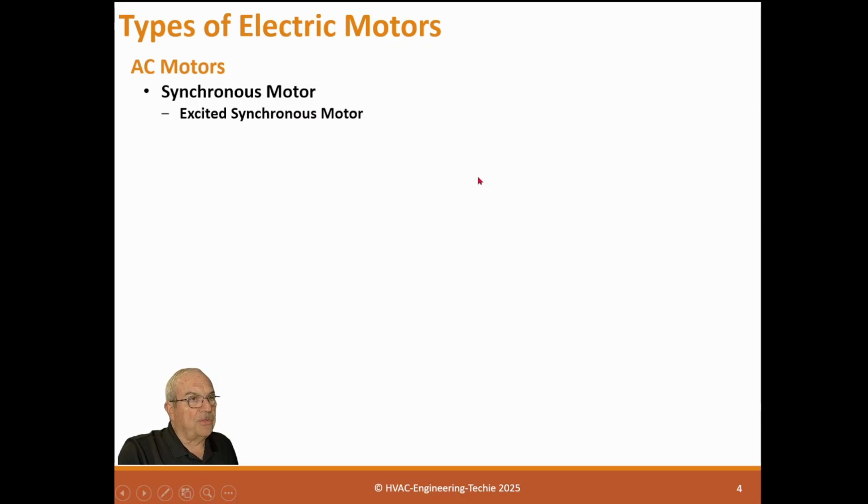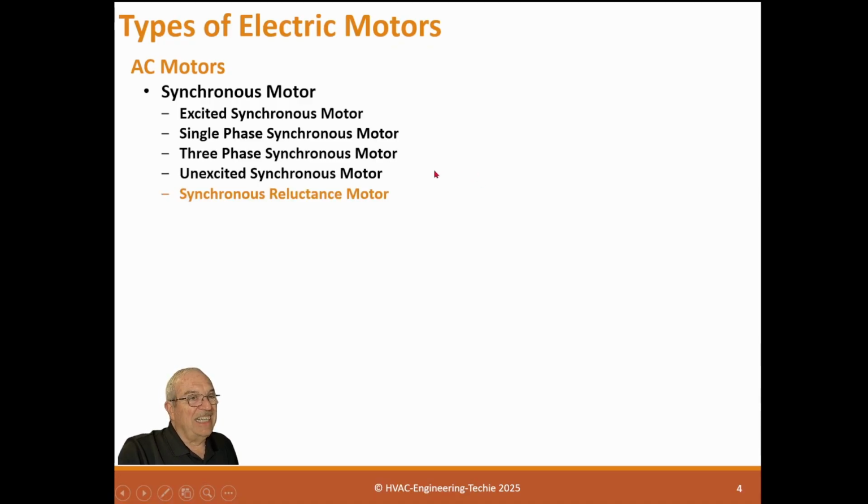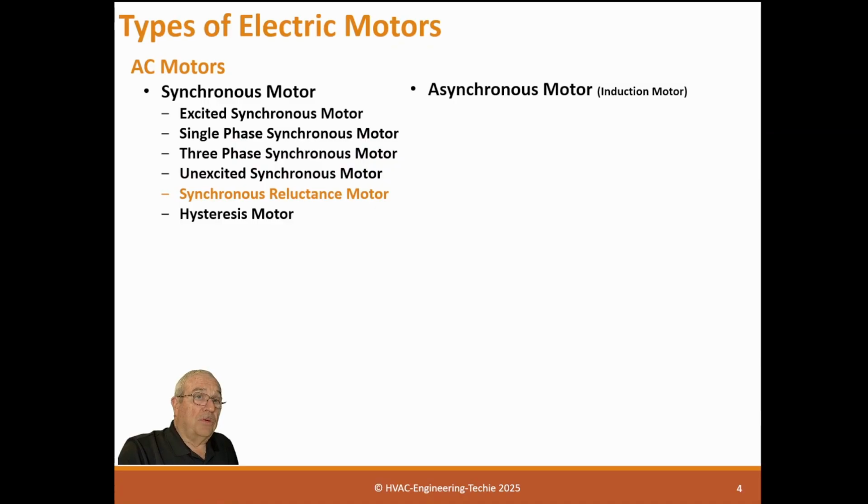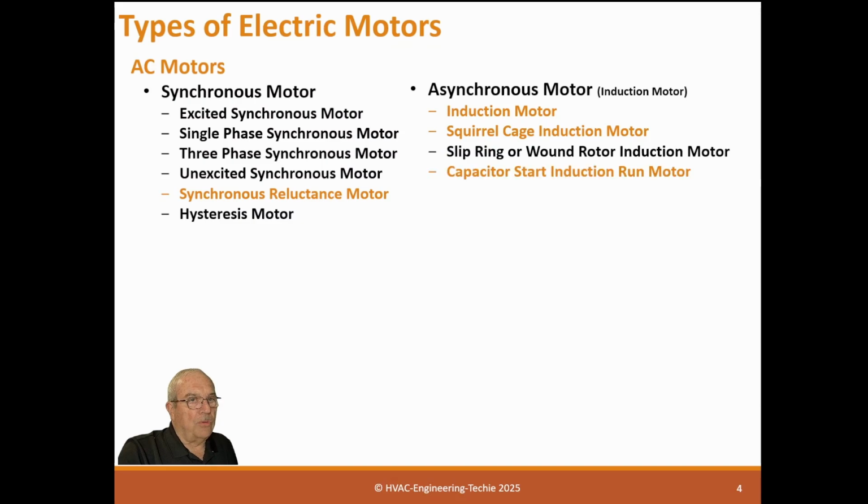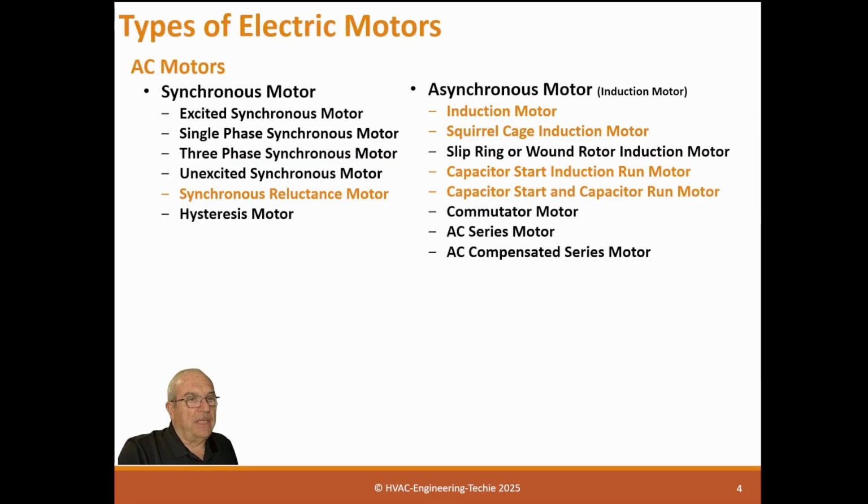We have synchronous motors: excited synchronous motor, single-phase synchronous motor, three-phase synchronous motor, unexcited synchronous motor, synchronous reluctance motor, hysteresis motor. Asynchronous motor, which is an induction motor: squirrel cage induction motor, slip ring or wound rotor induction motor, capacitor start induction run motor, capacitor start and capacitor run motor. Commutator motor: AC series motor, AC compensated series motor, repulsion motor, and then repulsion start induction run motor.